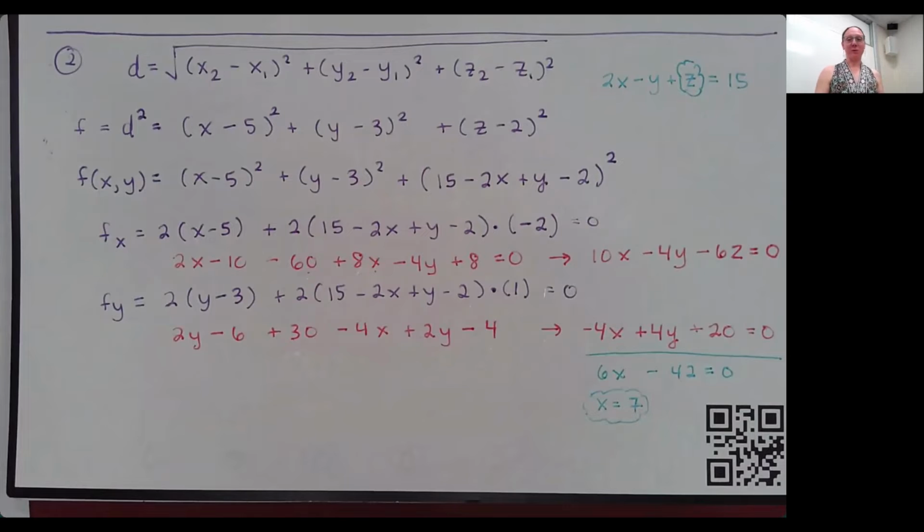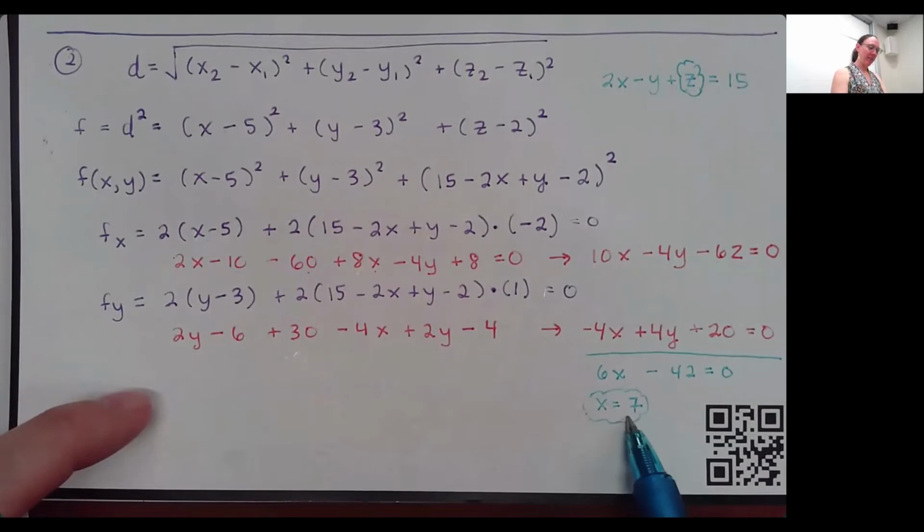With any word problems, I definitely want to go back and read the actual question and make sure I've answered the question. Well, in this case, we were trying to minimize the distance. So all I did so far is find an X value. I haven't completely found the critical point, and I also haven't shown that it's a minimum. So I've still got a couple more steps to do.